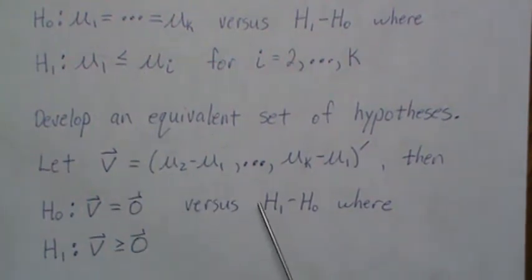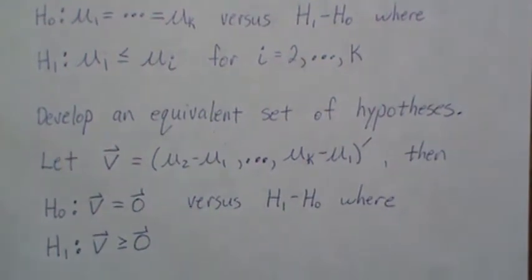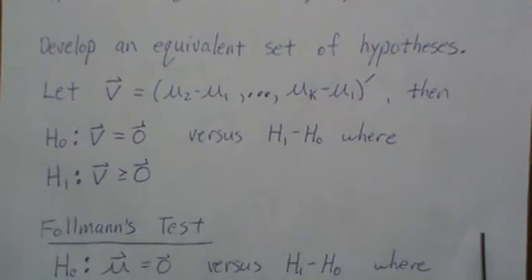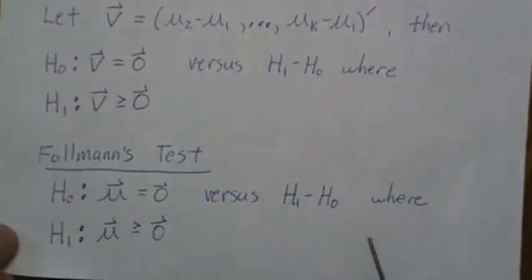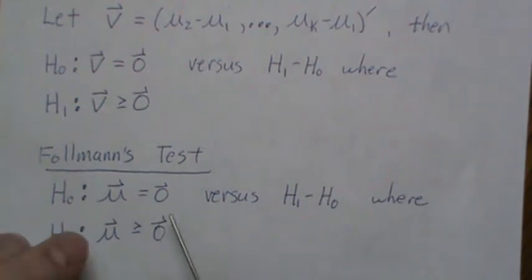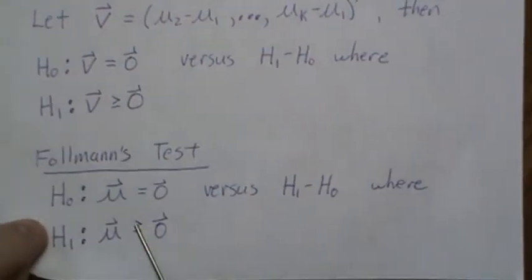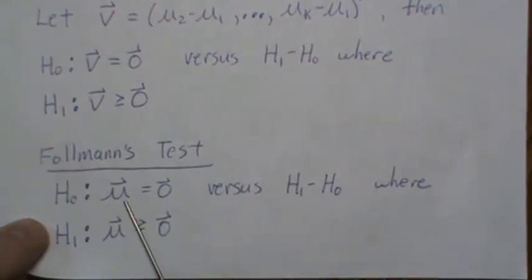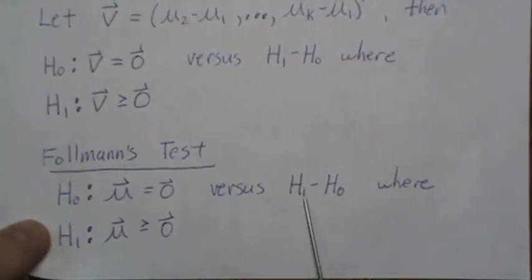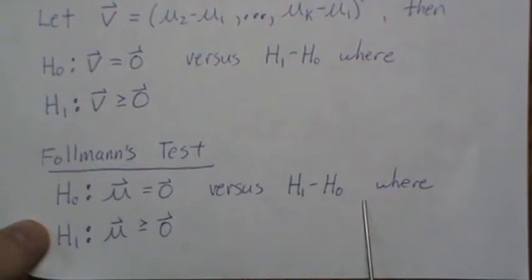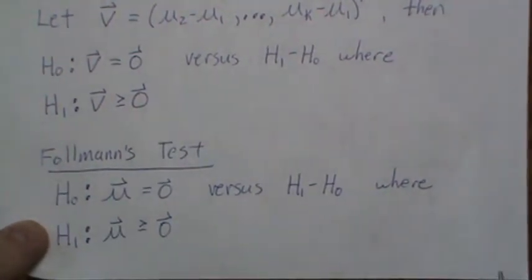So this is the hypothesis that we want to test, because then this fits into the hypothesis test that Follmann's test can test. So here's a quick review on Follmann's test. This is aside from what we're testing here. So this is a new area. The null is that the mean vector is zero, and the alternative is H1 minus H0, where H1 is that the mean vector is greater than or equal to the zero vector.